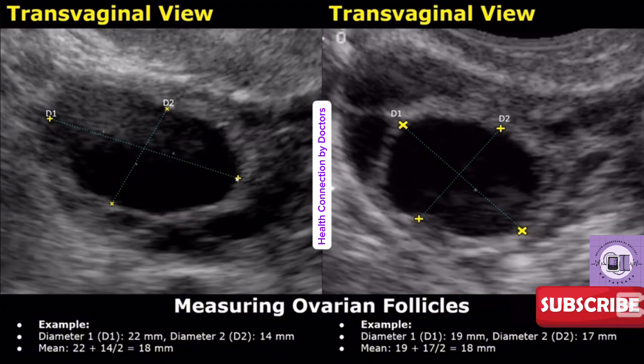Our next example shows a dominant follicle with D1 measuring 22 mm and D2 measuring 14 mm. The mean diameter will be 22 plus 14, which is 36, and 36 divided by 2 is 18 millimeters. It is 18 millimeters, the final diameter. There is another example. The diameter D1 is 19 millimeters and diameter D2 is 17 millimeters. Mean diameter is 19 plus 17, which is also 36, and 36 divided by 2 is 18 mm.